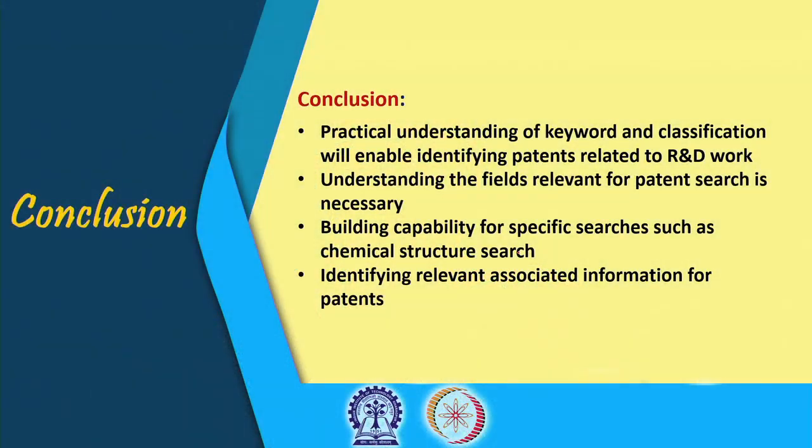The conclusion of today's presentation is the insight into the practical aspects of keyword and classification search, which will enable identifying patents for R&D work. What are the relevant fields for doing patent search? That understanding is necessary. Building the capability for conducting specific searches such as chemical structure search is necessary. Understanding associated patent information in relation to patents is another aspect of the study that we have done today. Thank you.